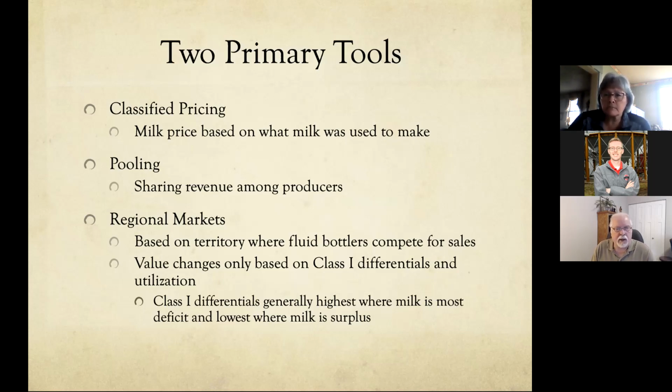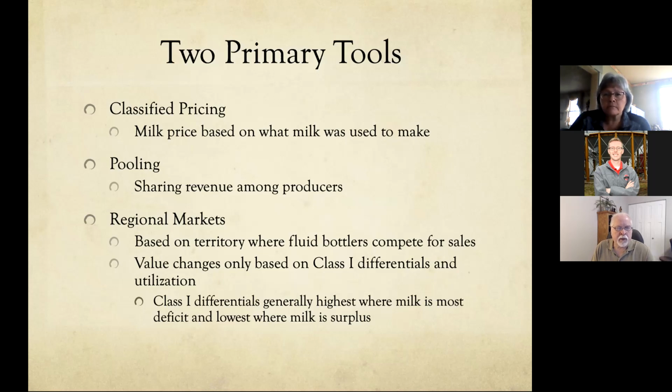And you can also imagine that probably could create some problems between farmers. If the farmer was to receive what the plant was paying for it, everybody would want to send their milk to a fluid plant because that's generally the higher milk price. And so the way we get around that in federal orders is through pooling. And that is we share revenue among producers. So there's no real fighting for what plant your milk goes to. It tries to go to the closest plant, the one where the hauling is not going to be too big.